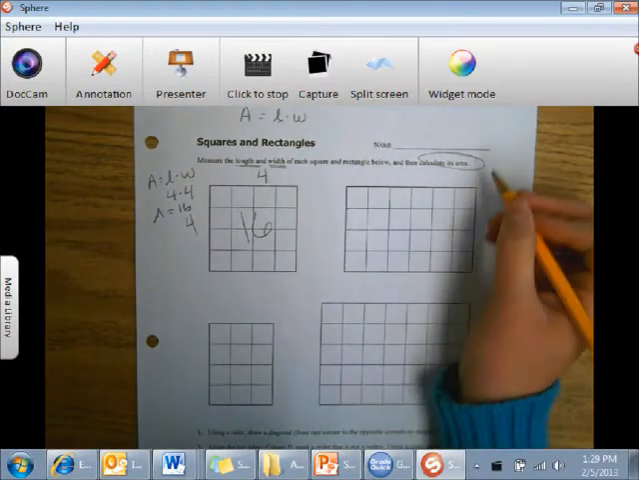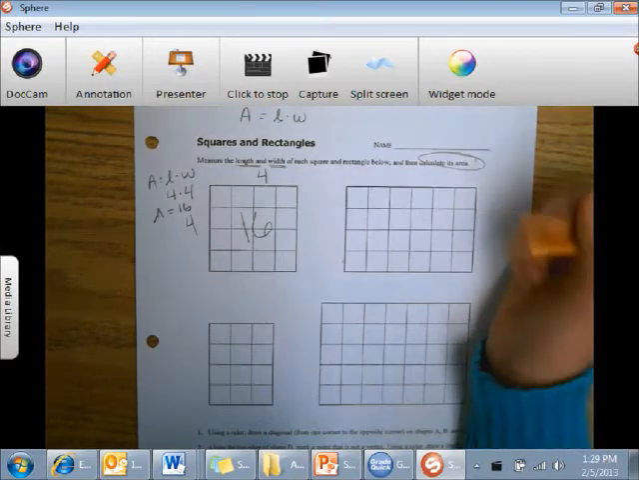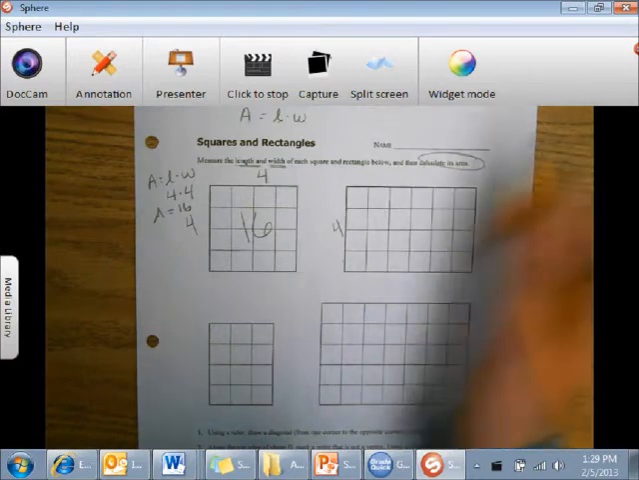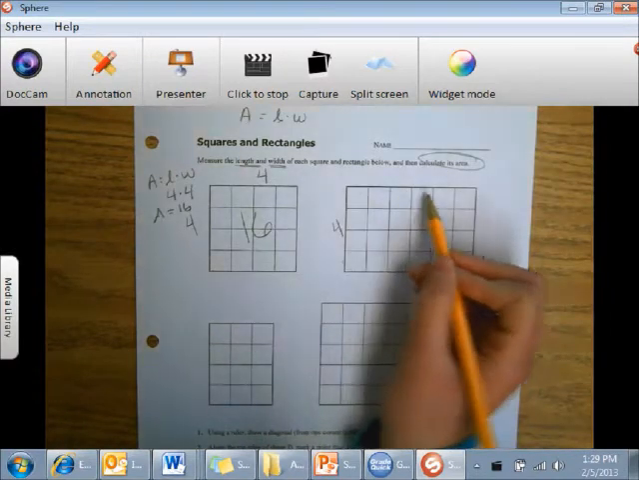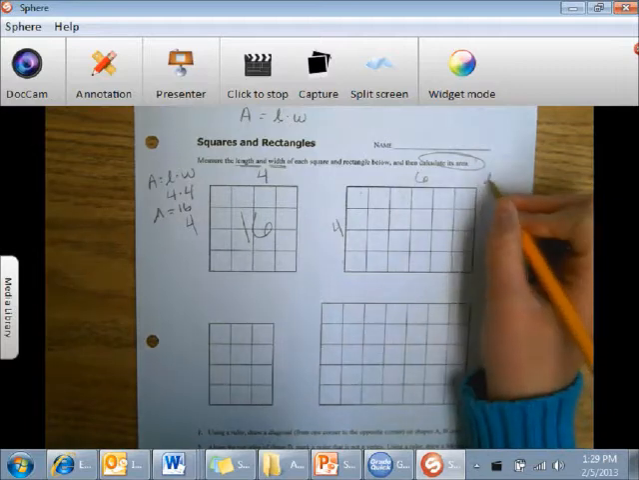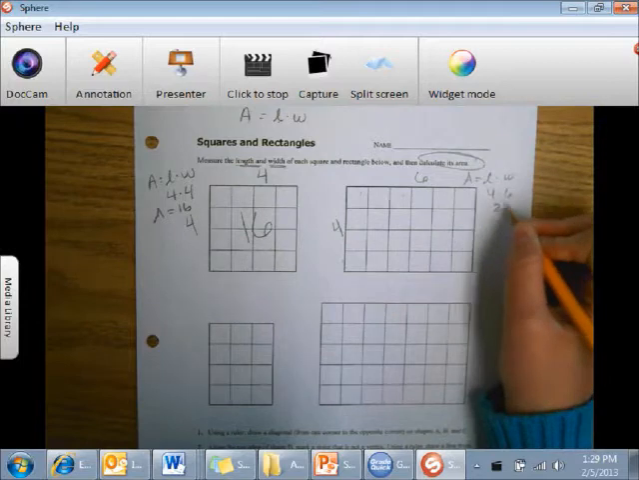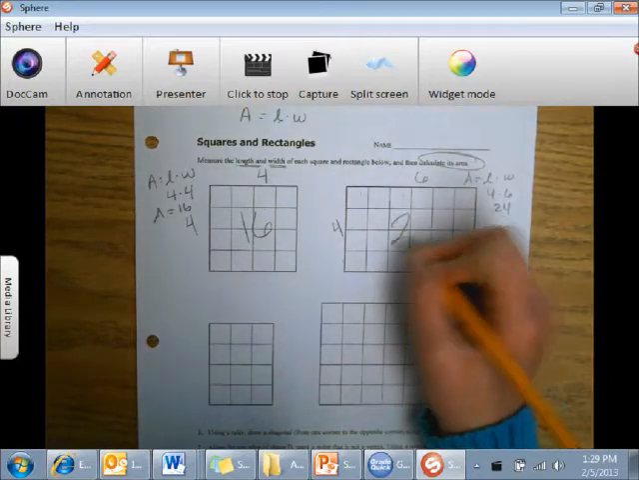For this next one, it's going to be how many? 4. Good. And then 1, 2, 3, 4, 5, 6. So length times width. 4 times 6 is 24. So this will be 24.